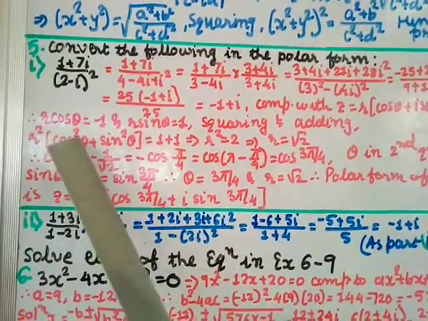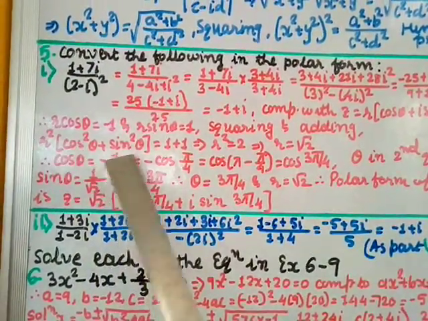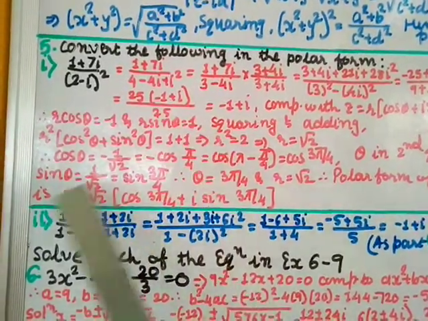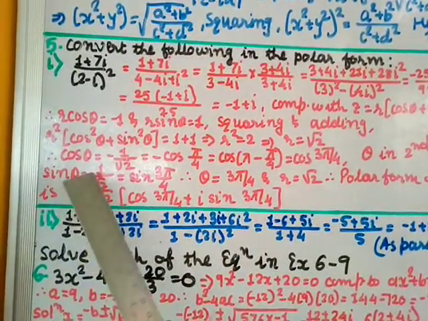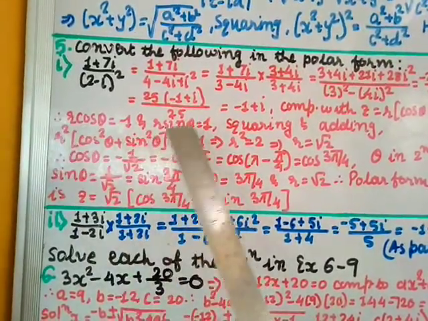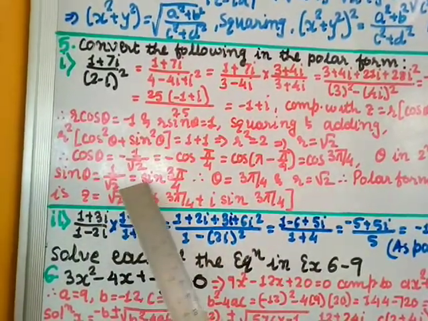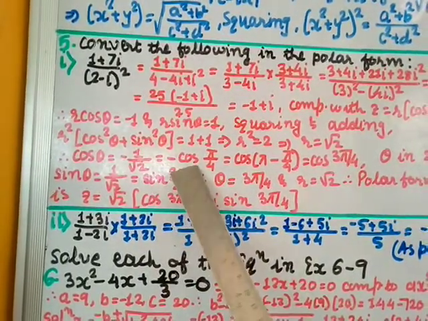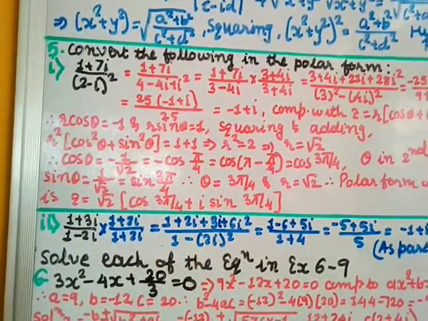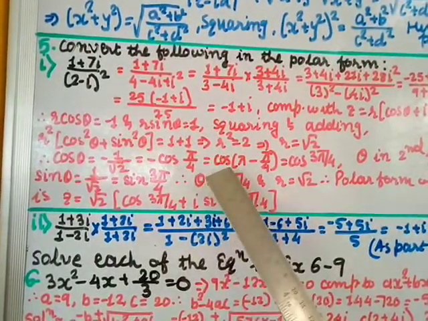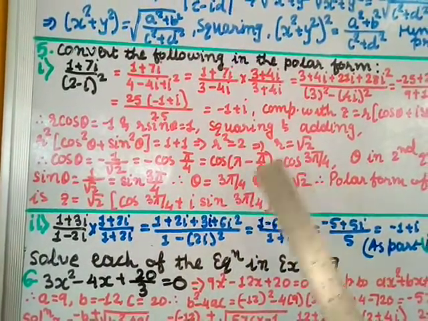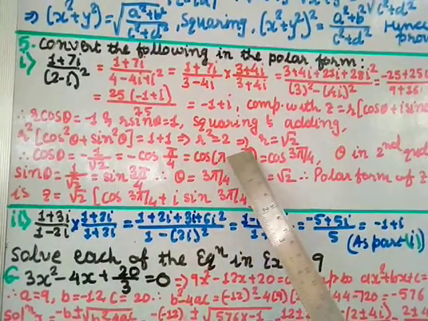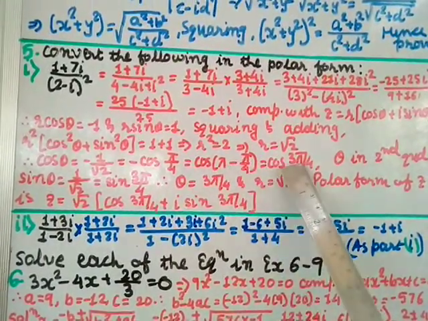Now cos theta is minus 1 by r, that means minus 1 by root 2, equal to minus cos pi by 4. Similarly sin theta equals 1 by r, that is 1 by root 2. Looking at this, sin is positive and cos is negative, that means theta will be in the second quadrant. Therefore we can write this as cos of (pi minus pi by 4). Why? Because theta is in the second quadrant. Take LCM, 4 pi minus pi will give you 3 pi by 4.